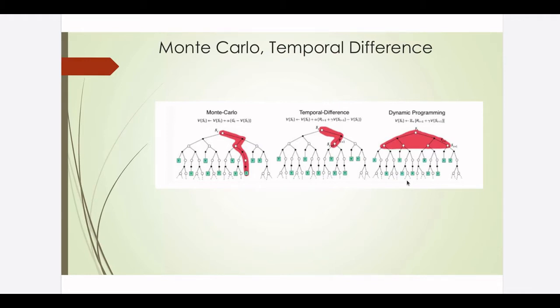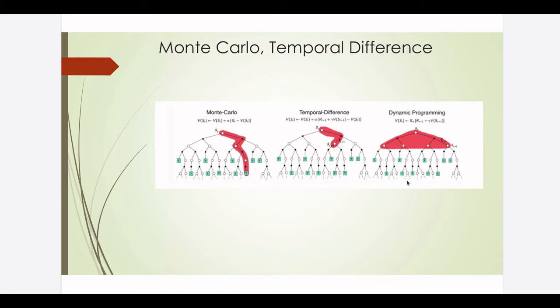So in the previous slide, we just talked about model-based reinforcement learning approaches, and we talked about Markov decision process and dynamic programming. Now, let's discuss two more. One is Monte Carlo and one is temporal difference.